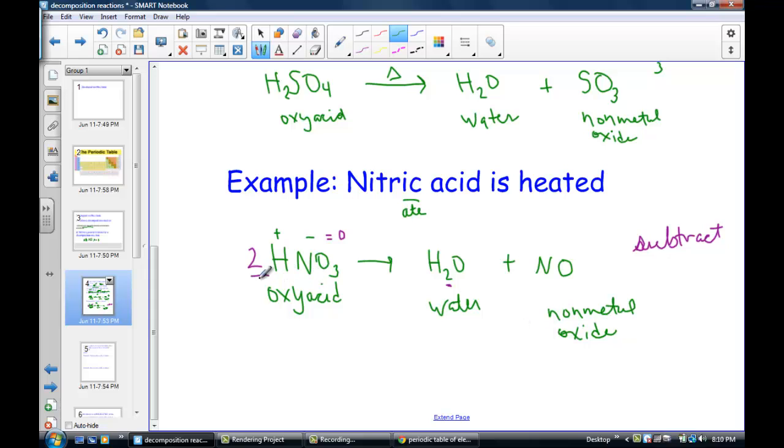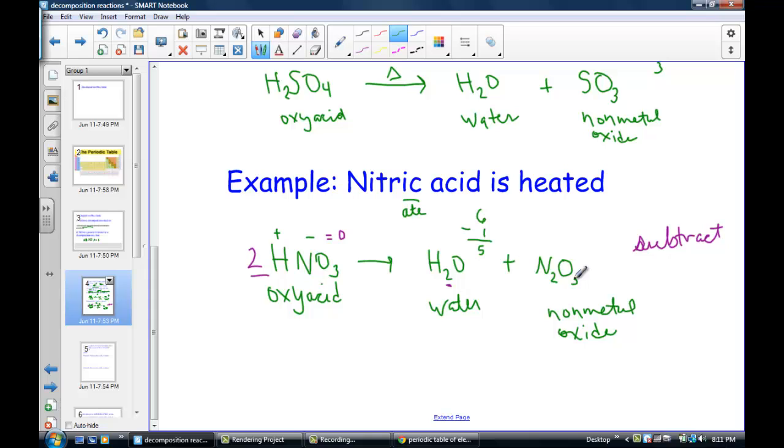Well, how many N's are over here? Notice this coefficient 2 distributes through there. There's a total of 2 nitrogens, subscript 2. Notice there's a total of 6 oxygens. 2 times 3 gives me 6 oxygens. But we've already used 1 of those 6 to make the water. How many are left? You got it. There's 5. The nonmetal oxide is N2O5, dinitrogen pentaoxide.